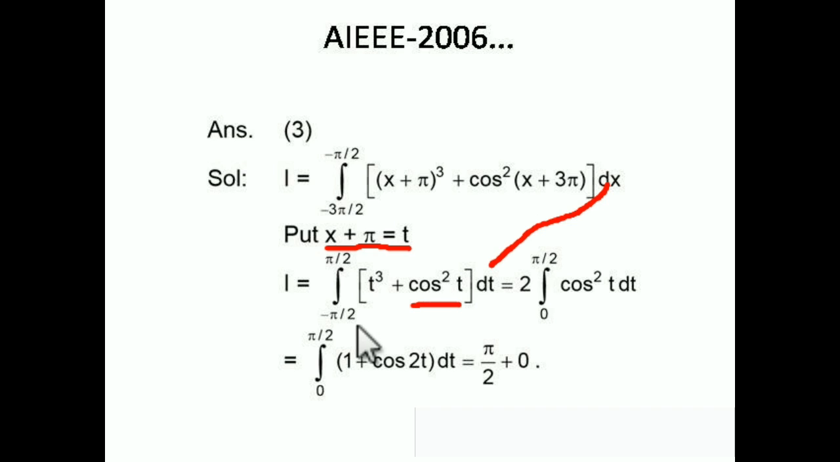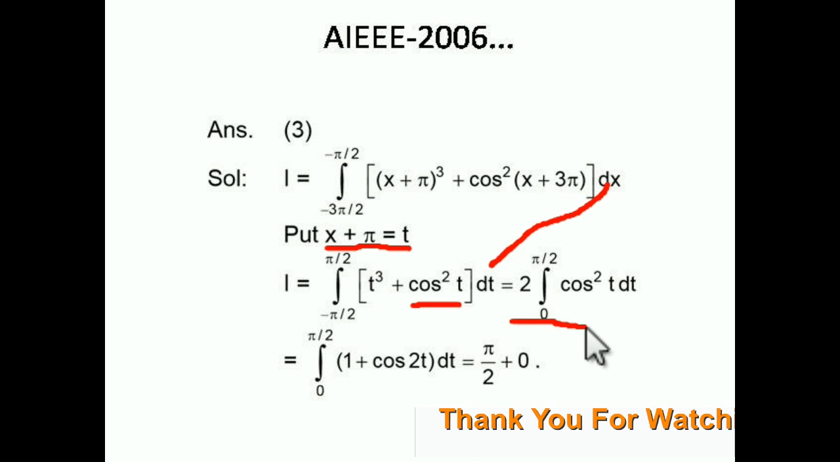Now we all know that from minus a to a, we can apply the odd and even function rule here. So t cube is an odd function, so its integration becomes 0, and cos square t is an even function. So we just have to find out the integration of cos square t particularly. So here minus pi by 2 to pi by 2, it's written as 2 into integral 0 to pi by 2 cos square t dt. This is very basic thing, so we all know that.